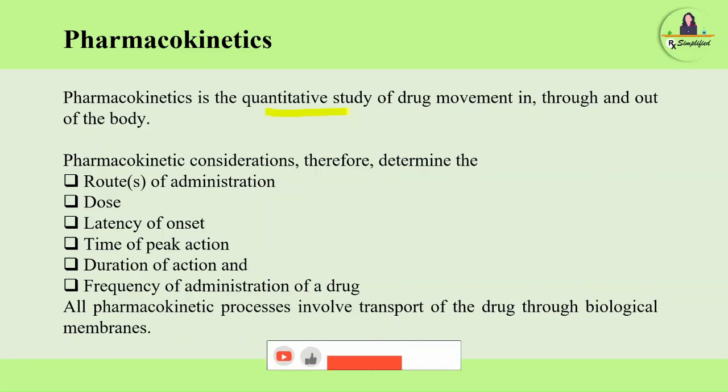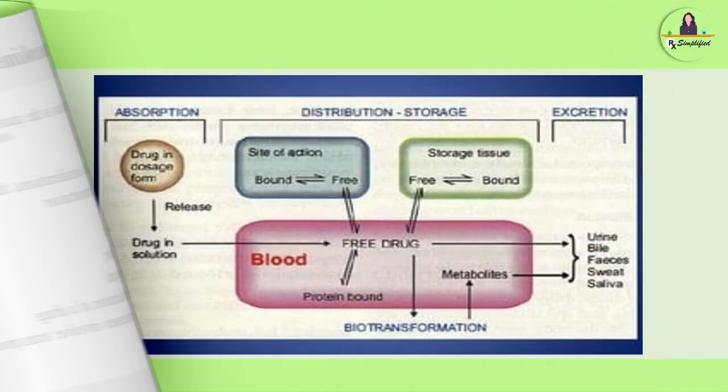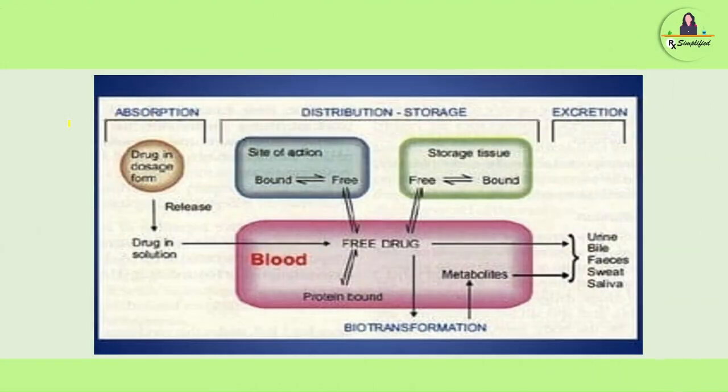If we are taking a drug, how much amount is absorbed, how much amount is distributed, how much amount is metabolized, and how much amount is excreted out. All these parameters come under pharmacokinetics. So this is the pharmacokinetic study of a drug.